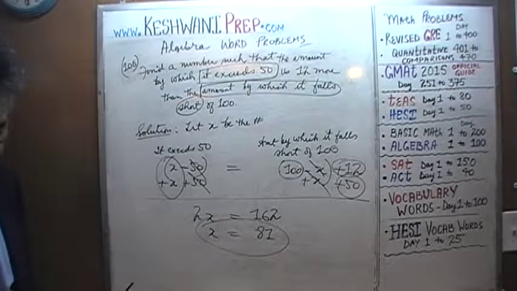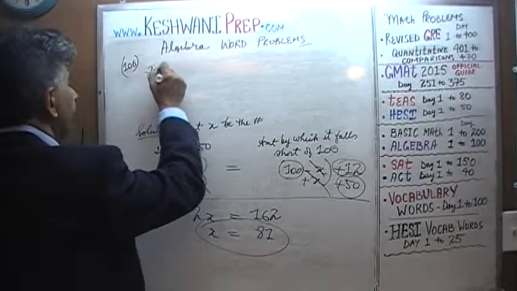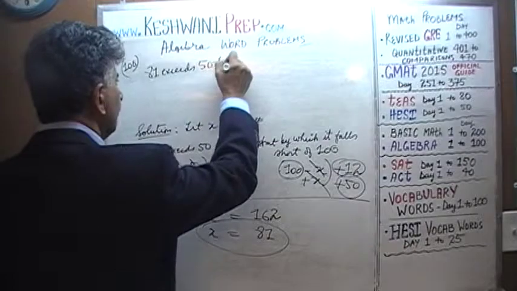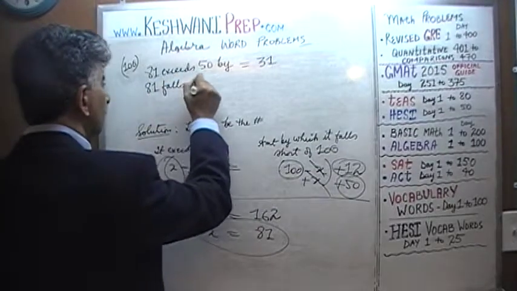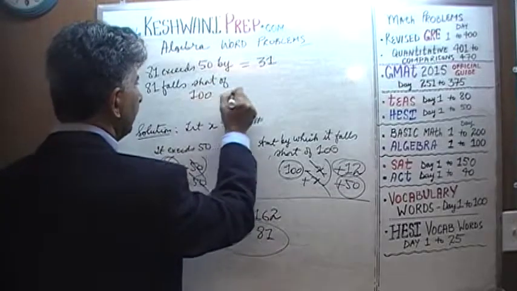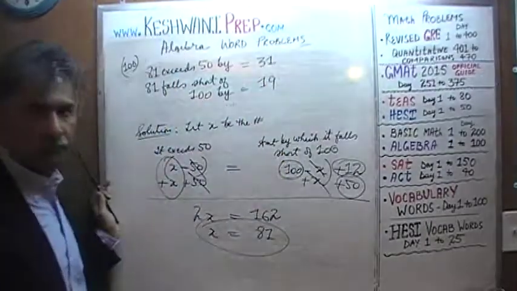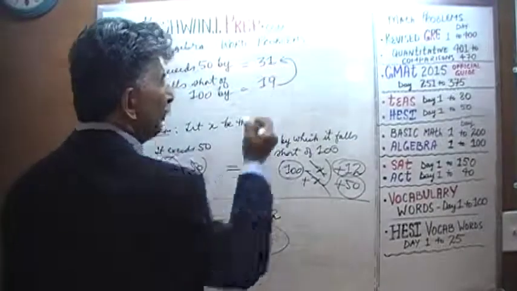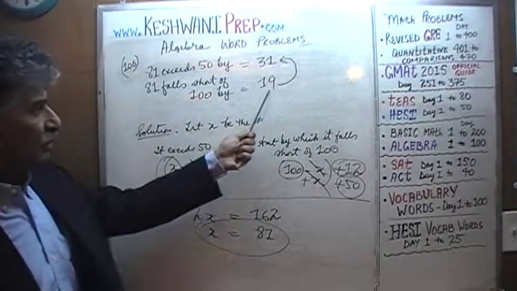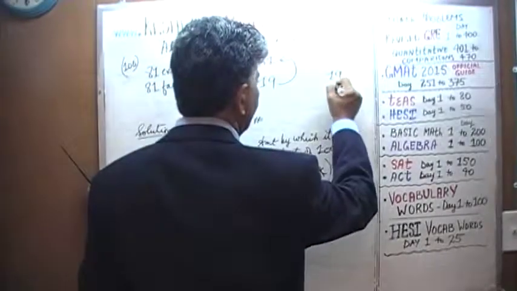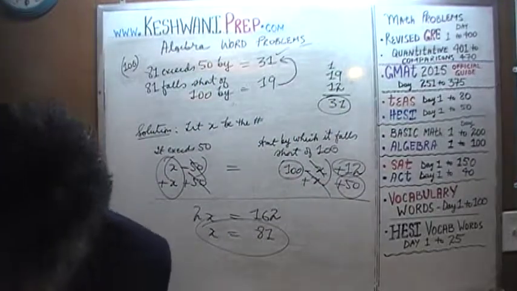X equals 81. The last thing we need to do is verify it. Let's verify it on the top. 81 exceeds 50 by how much? By 31. And 81 falls short of 100 by how much? 81 falls short of 100 by 19. And is 31 12 more than 19? Because that's what we were told. We were told that the amount by which it exceeds 50 is 12 more than the amount by which it falls short. Let's find out. 19 plus 12, 31, there you go. Voila. The answer is correct.